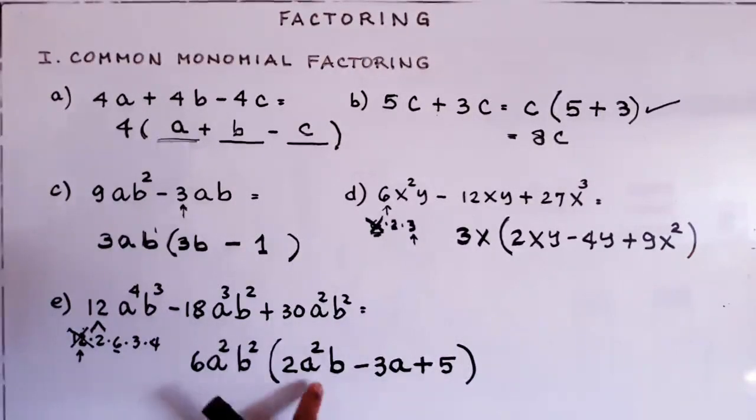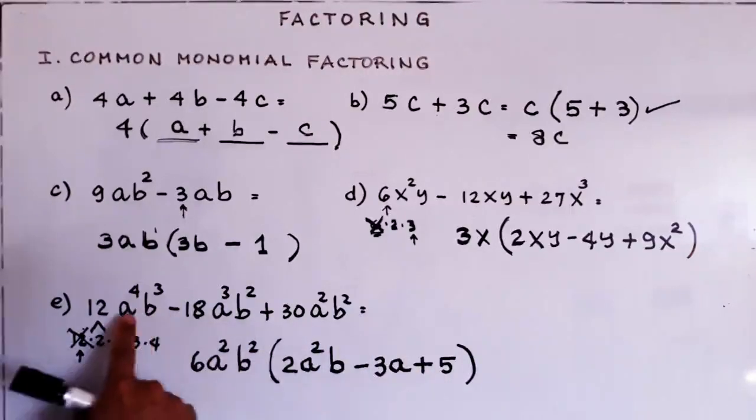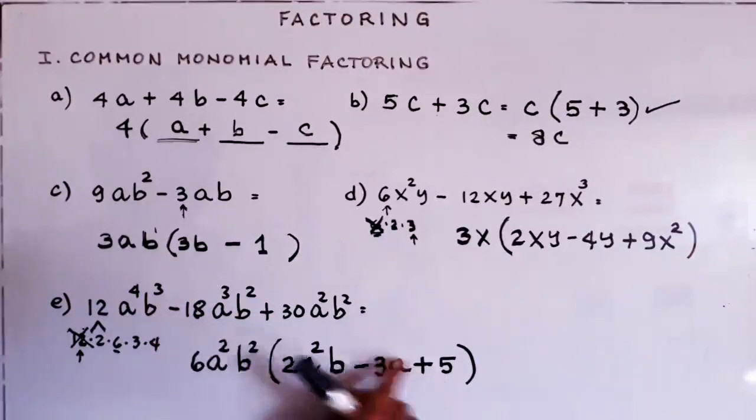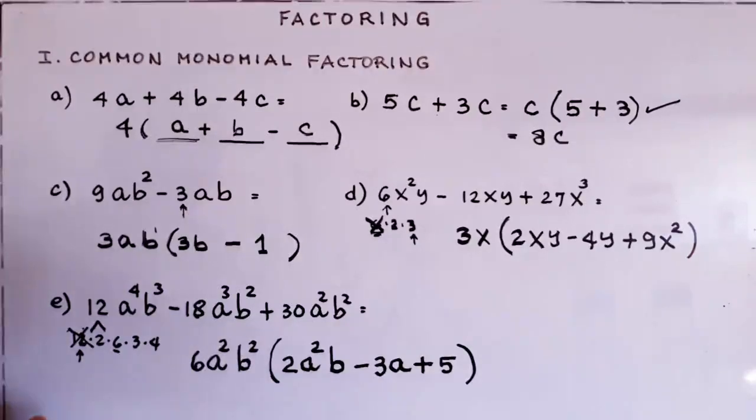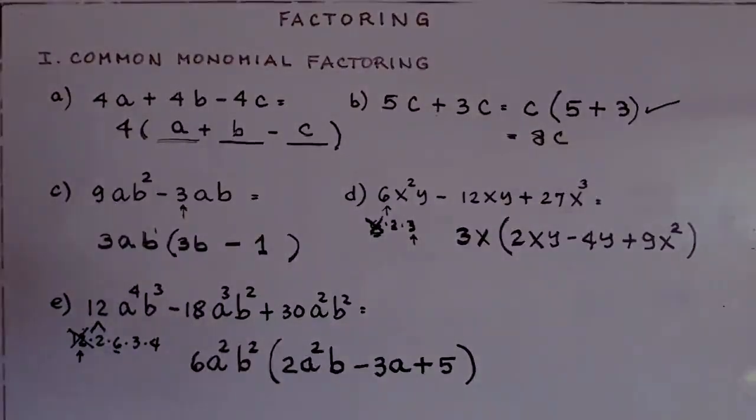Count again, check. 1, 2, and 3. It is a trinomial, and we have our factored form of this expression. Okay, that's all for the common monomial factoring class, and the next lesson will be the common binomial factoring.